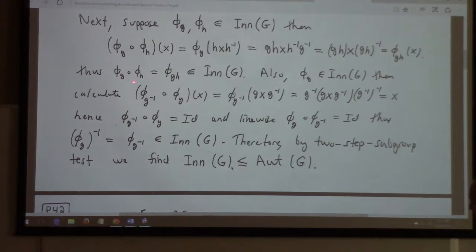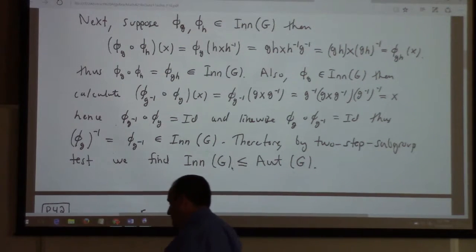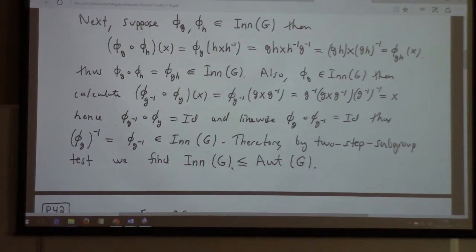We have shown that the composite of inner automorphisms is an inner automorphism. And then, since I'm not being optimal in my efficiency, I then show that the inverse conjugation is inverse to the conjugation, right? I didn't go to the trouble of showing that in detail, but it's also true. Once you've shown this for arbitrary G, this follows immediately anyway. Therefore, the inverse is the conjugation by the inverse, and by the two-step subgroup test, we found that the inner automorphisms are a subgroup of the automorphisms.